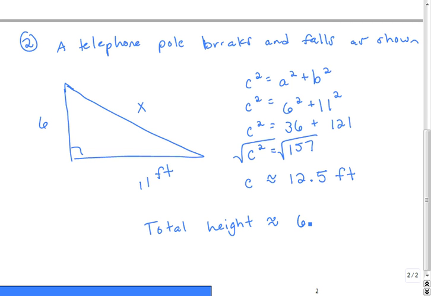So the total height of the pole would be 6 plus approximately 12.5. So that would be about 18.5 feet. We were trying to figure out the whole height because it broke, remember? So it was this side and it was this side.